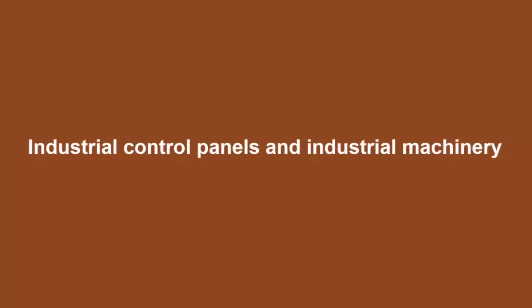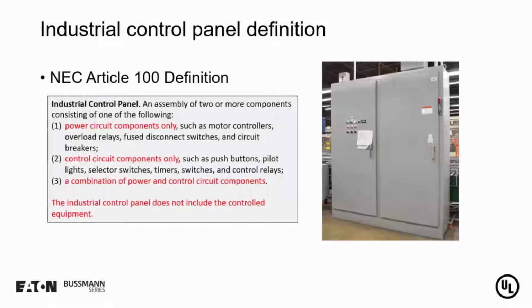Thanks, Shannon. The first thing we're going to talk about today is industrial control panels and industrial machinery as it pertains to the NEC. I'll start with industrial control panels. Quite simply, an industrial control panel is an assembly of two or more components. It's a piece of electrical equipment that has two or more components that can't be classified as another type of equipment. For instance, it's not a panelboard, it's not a switchboard, but it is electrical equipment, and therefore it falls in this general category called industrial control panels.